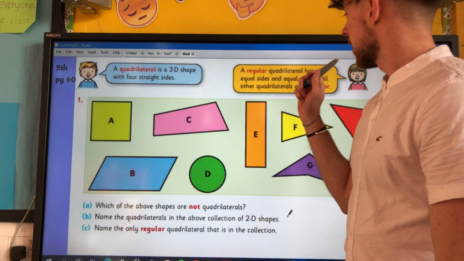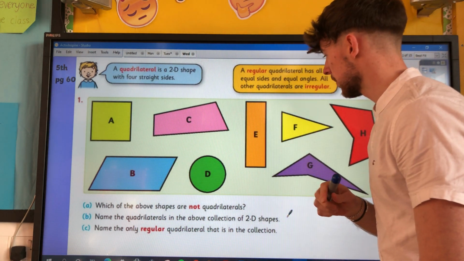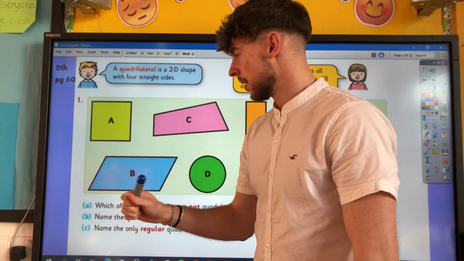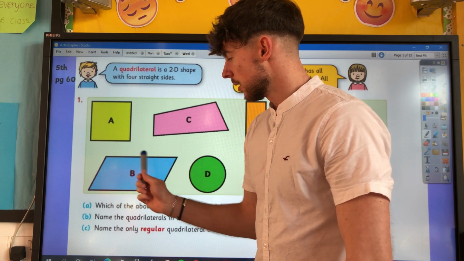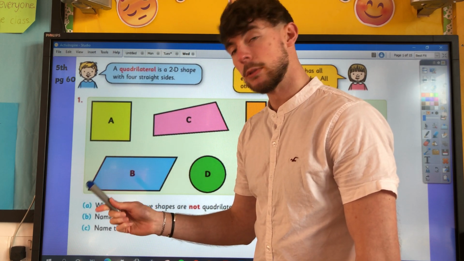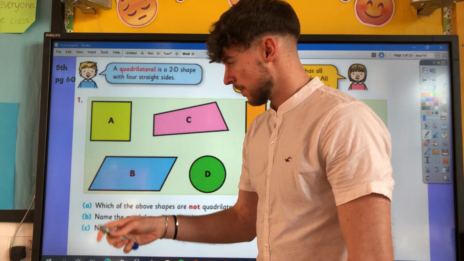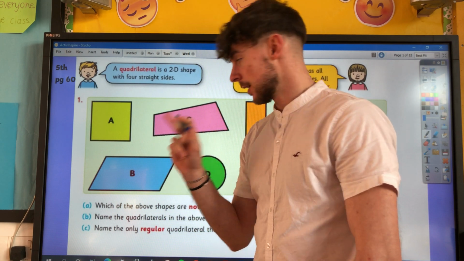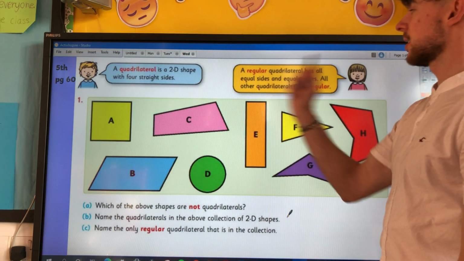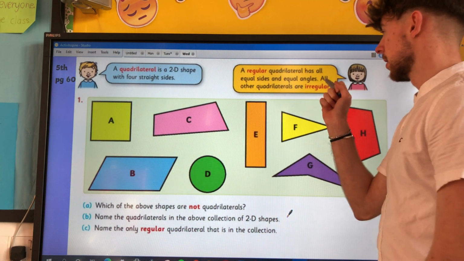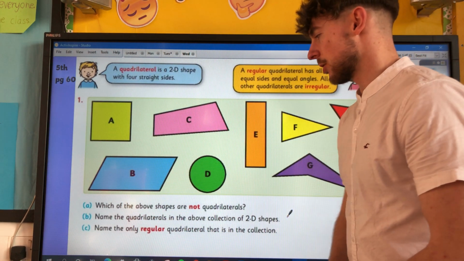All other quadrilaterals are known as irregular. So for example, this one, B. Does this have all equal angles? No, it doesn't. Does it have all equal sides? No, it doesn't. Does it have 4 straight sides? Yes, it does. So it is a quadrilateral, but it doesn't have equal sides or equal angles, so it's irregular. It's an irregular quadrilateral, alright?